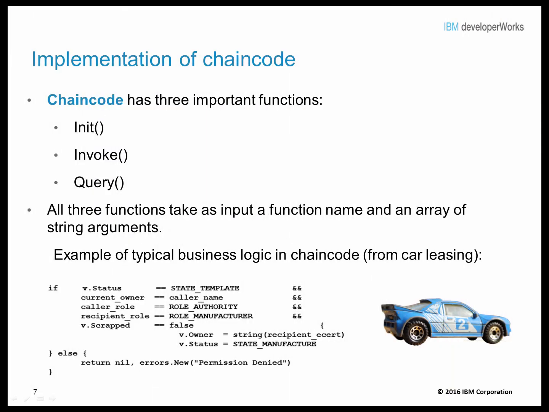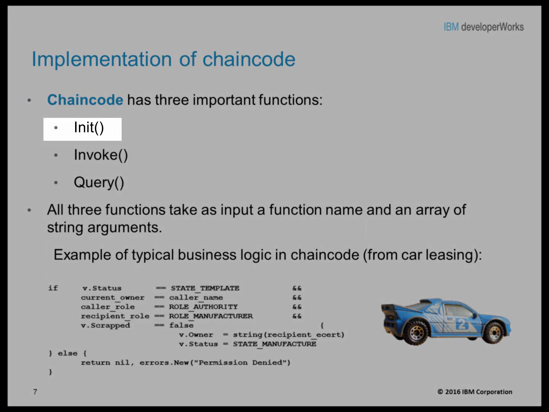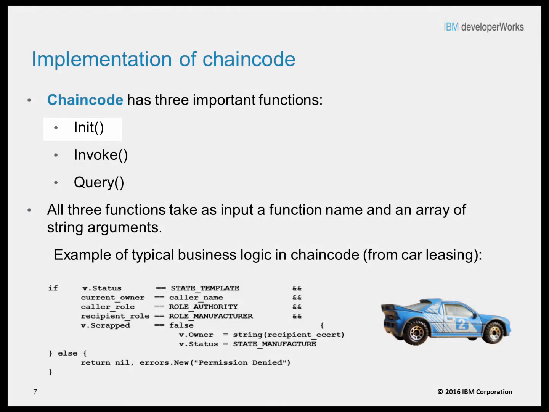Implementation of the chain code. Chain code for Hyperledger Fabric will implement three functions specified in the chain code shim. In addition to these functions, the chain code may include additional code to implement the necessary functionality expressed in the smart contract. There are three important functions that are specified as follows. Init is called when you first deploy your chain code. As the name implies, the function should be used to do any initialization your chain code needs.